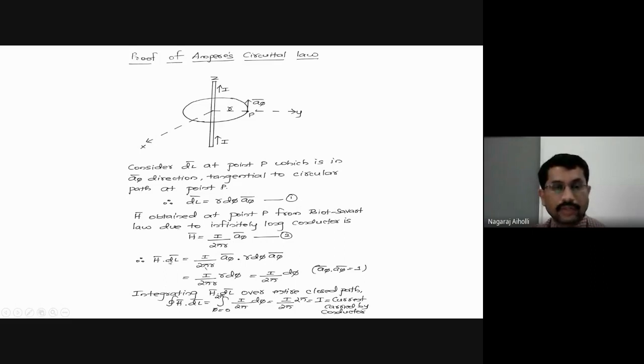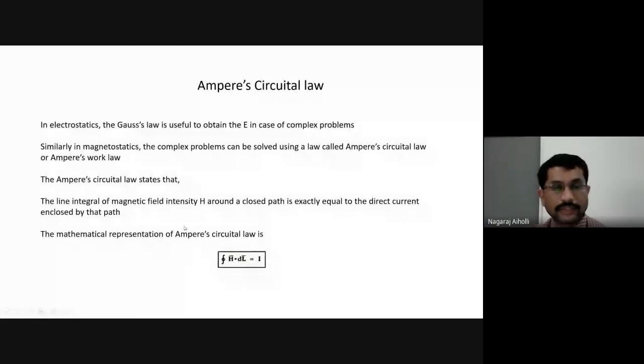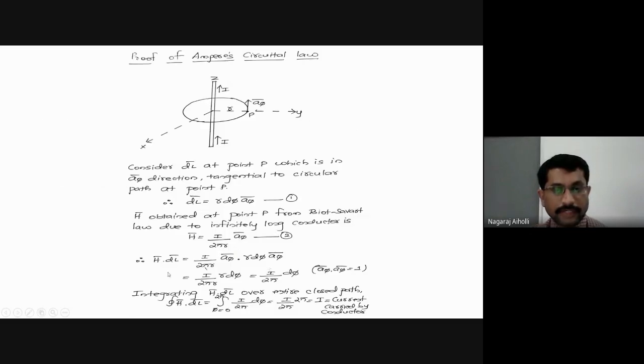Now we have to find H bar dot dl bar, because according to Ampere's circuital law, we have to prove that the closed line integral of H bar dot dl bar is equal to the current I. Take the dot product of H bar and dl bar. H bar dot dl bar is equal to I by 2 pi r A phi bar dotted with dl bar, that is r d phi A phi bar. A phi bar dot A phi bar is 1, since any unit vector dotted with itself is equal to 1. Therefore, we get I by 2 pi r times r d phi. R and R cancel, and we get I by 2 pi d phi.